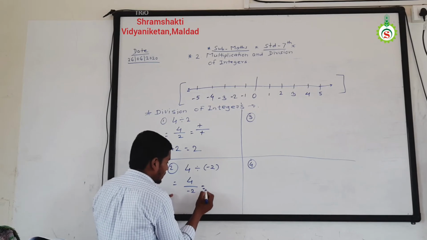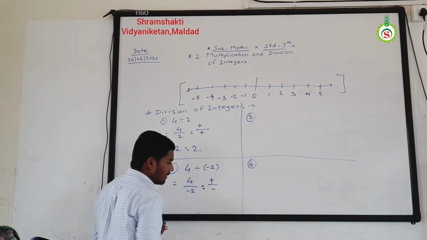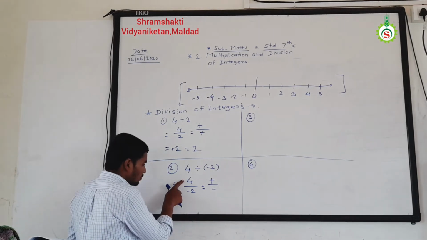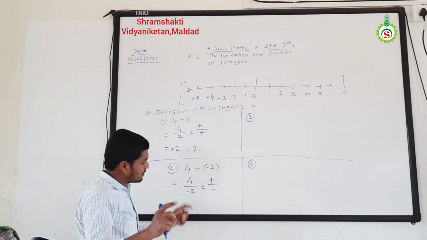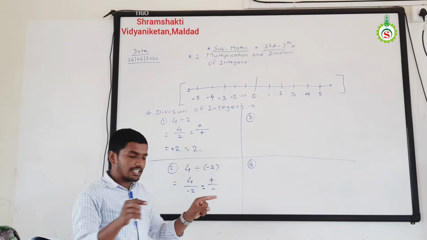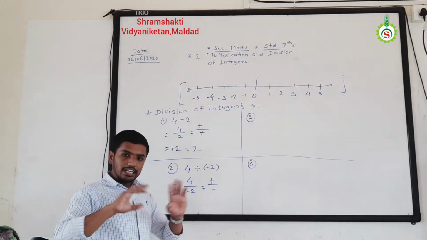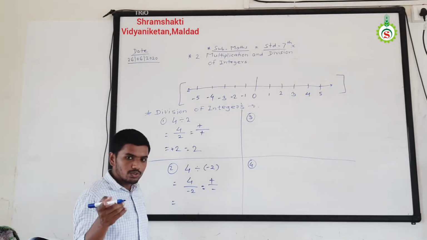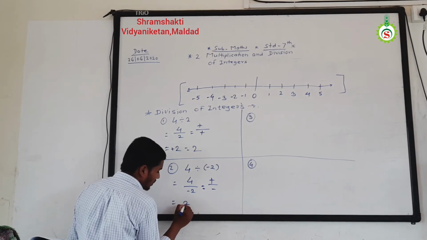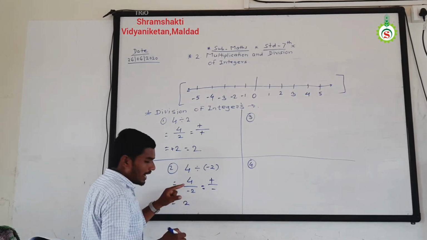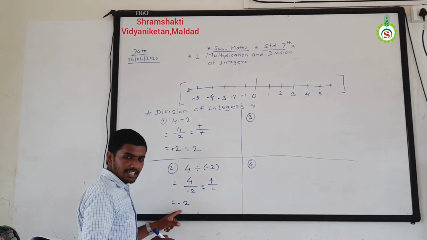Okay, now see. That 4 having which sign? Plus sign. And that 2 having which sign? Minus sign. That means one number having one sign and the second number having another sign, so both numbers having different signs. And in the multiplication we have seen the rule: if the numbers having different sign, which sign do you give to the answer? Negative sign. So 4 divided by 2, answer is 2, but right now both numbers having different sign, that's why which sign do I give here? Minus sign. That's why the answer is minus 2.